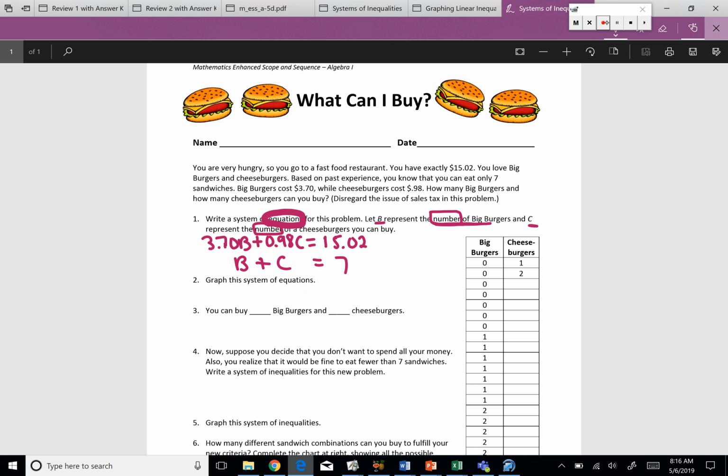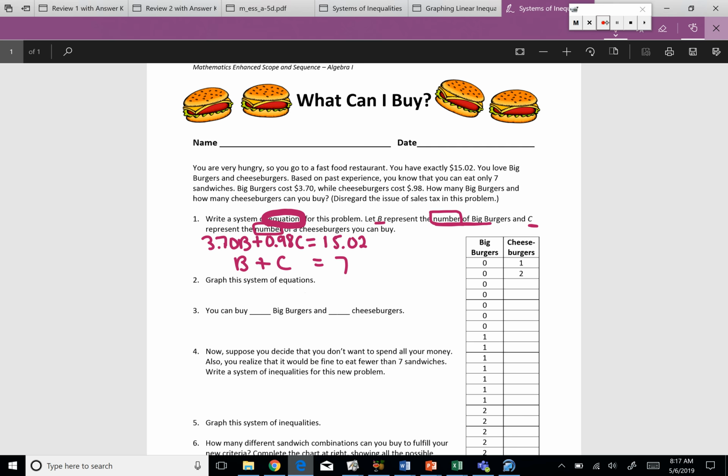So that's why defining our variables is so important, so we know what each one means. It makes writing those equations a lot easier. If I just put B as big burgers, I don't know if that means I'm looking for the cost of one, how many I have. I'm not sure. So these are very specifically labeled for you. B is how many. It's the number of big burgers. C is the number of cheeseburgers.